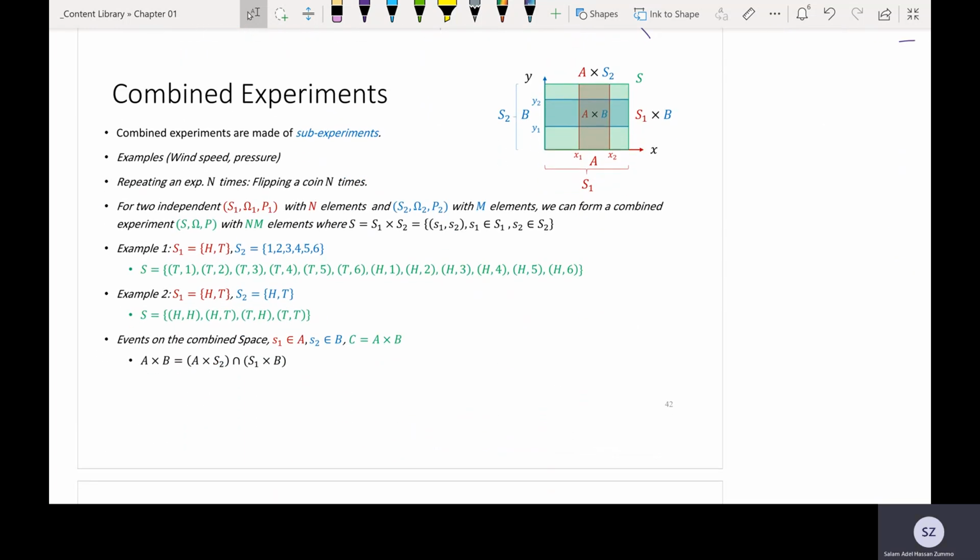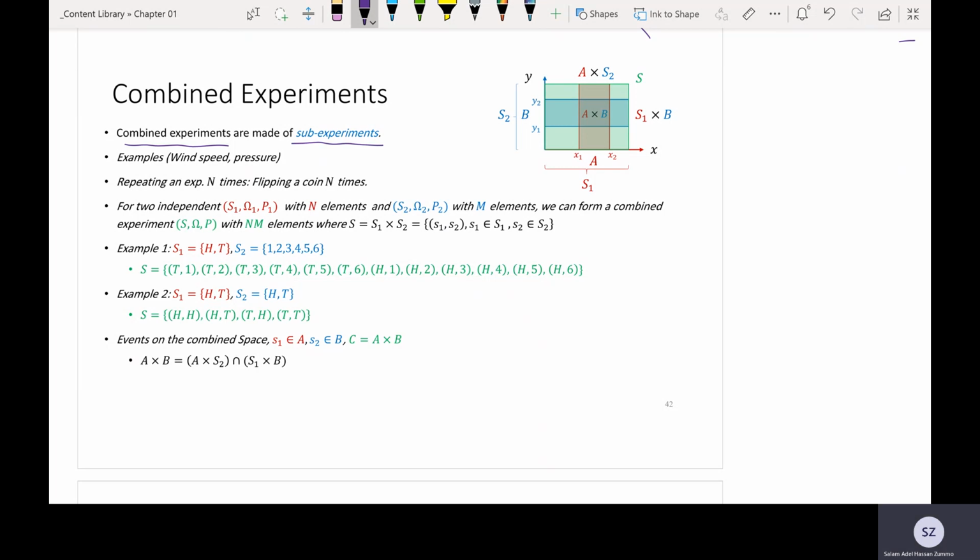Now let's talk about combined experiments. We talked about them a lot before, while we gave examples, but we did not define them in an official way. When we draw, for example, 2 cards, this is considered a combined experiment because you are doing 2 experiments in one experiment. You are drawing one and then drawing another. So combined experiments are basically experiments made of sub-experiments.